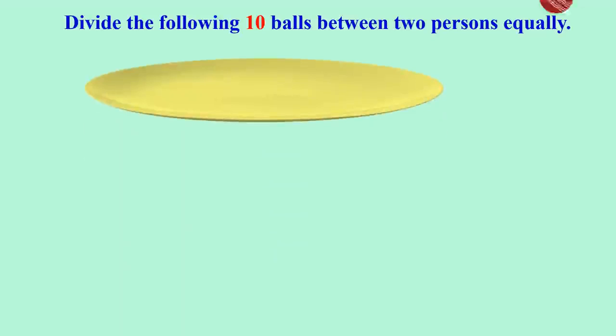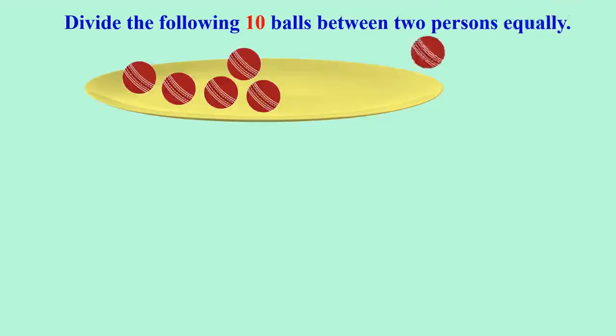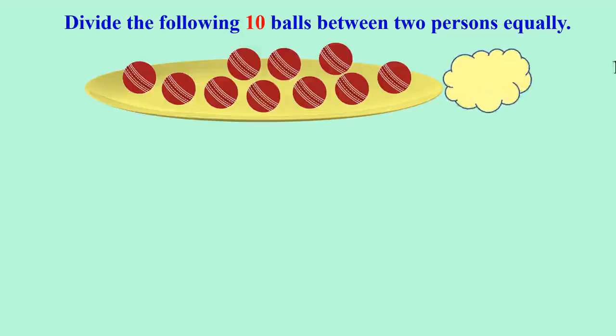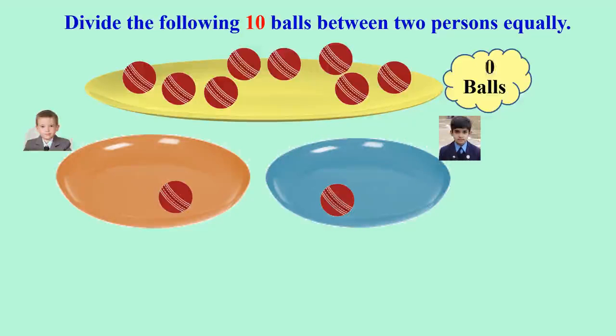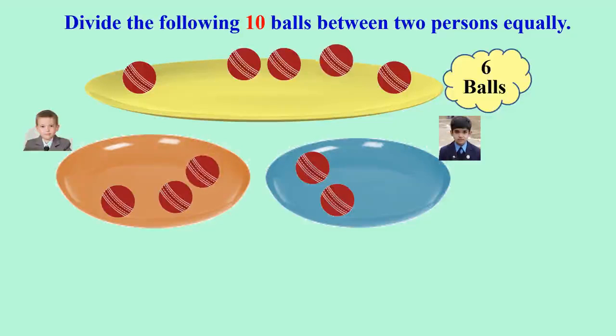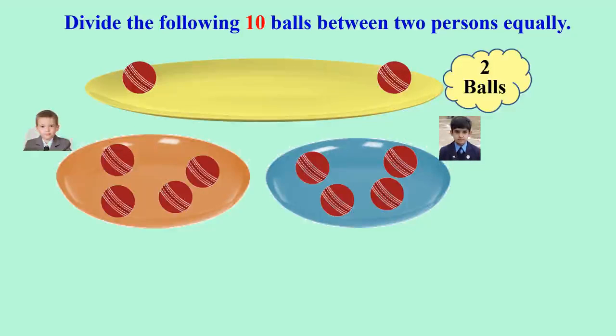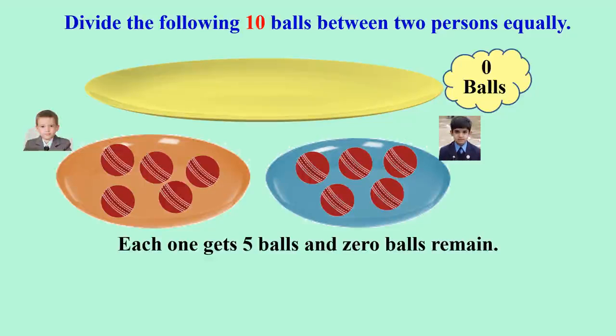Divide the following 10 balls between 2 persons equally. Here we have 10 balls, 2 persons. First we give them each one. There are 8 balls. Next we give them each one. There are 6 balls. Next each one. There are 4 balls. Next give them each one. There are 2 balls. Again we give them each one. There are 0 balls remaining. Therefore, each one gets 5 balls and 0 balls remain.